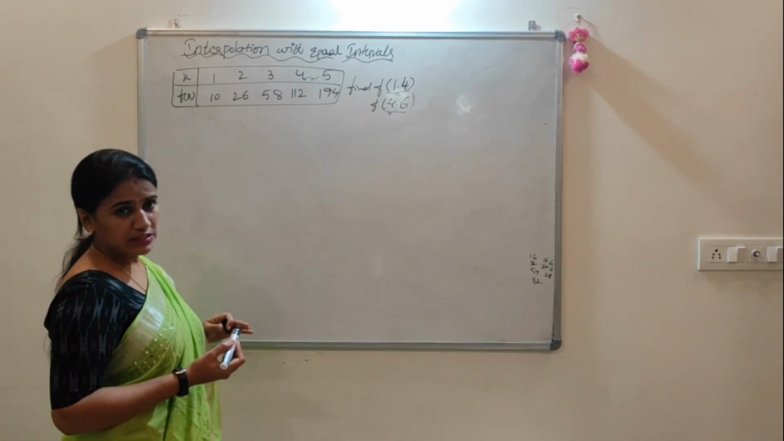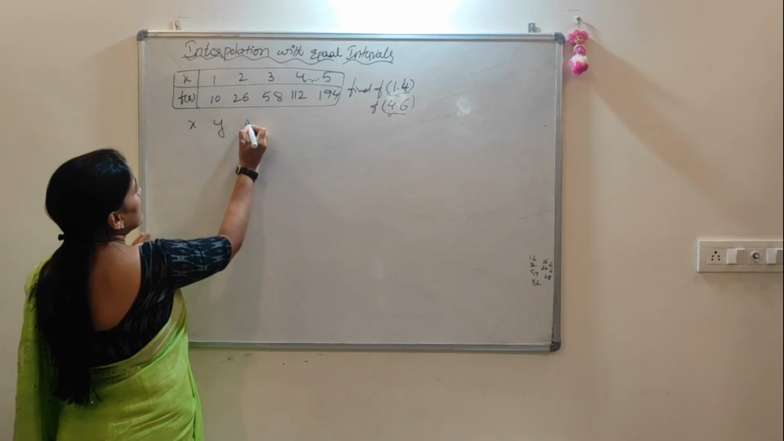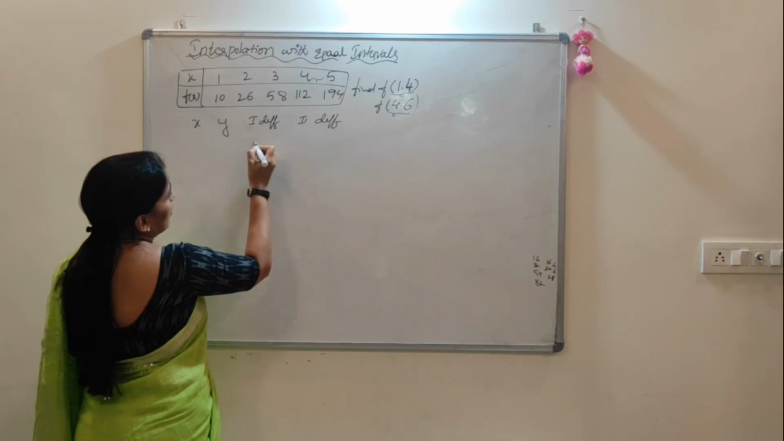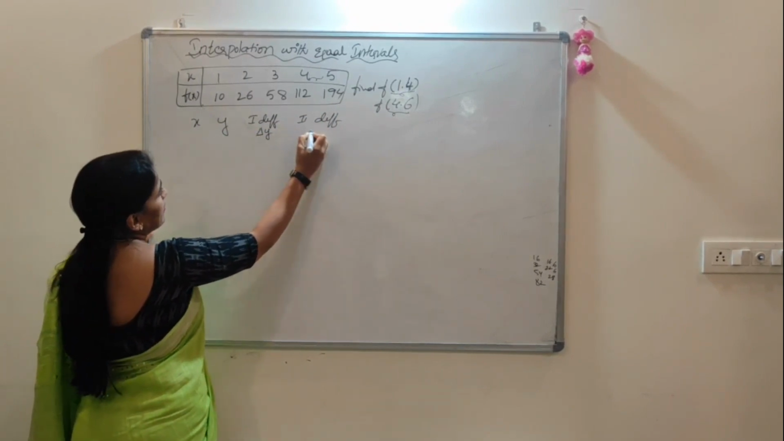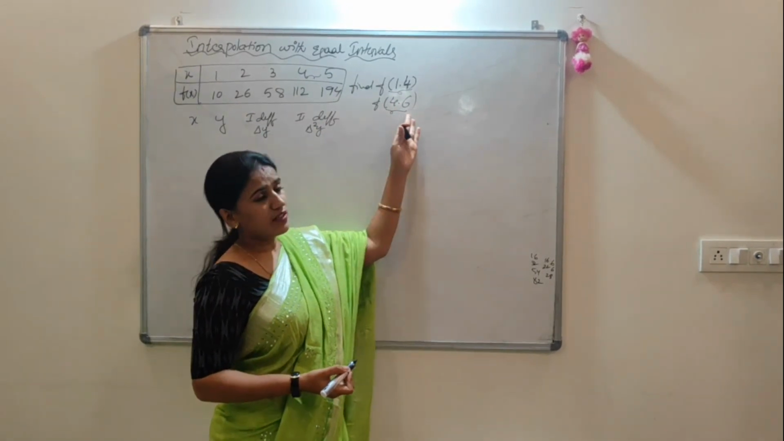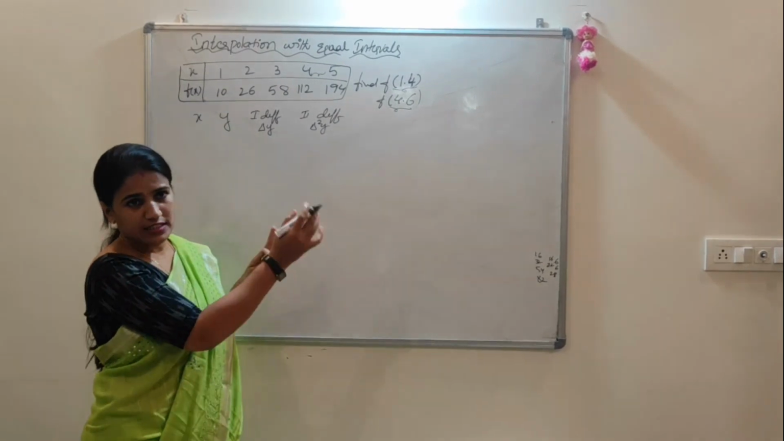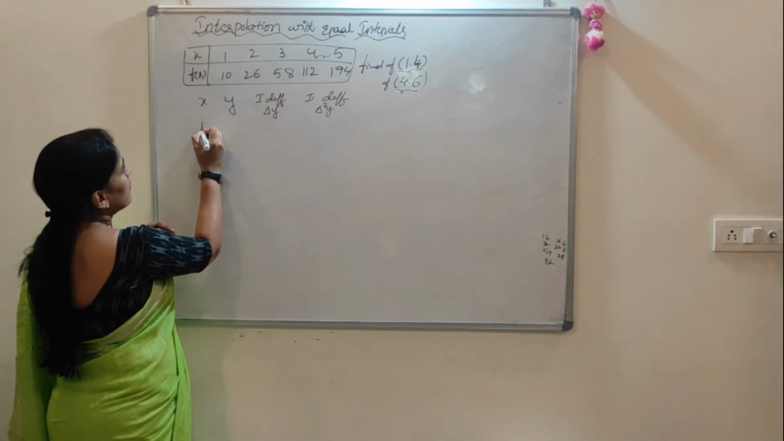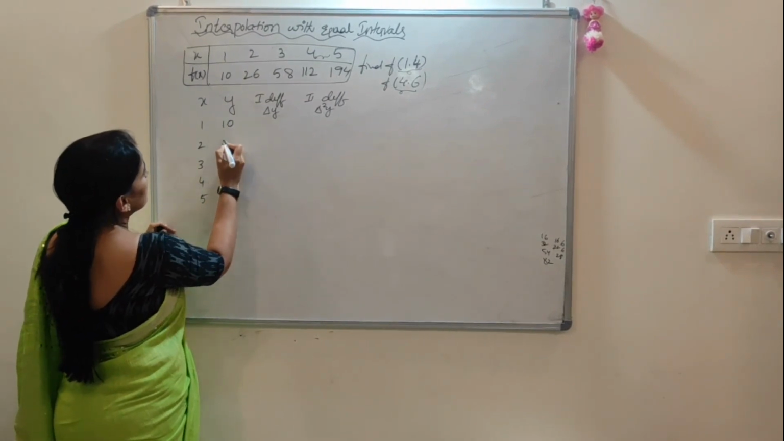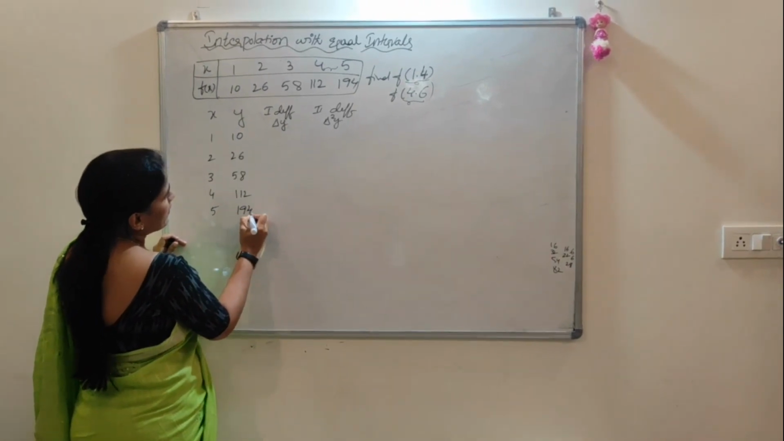So first we need to construct the difference table. So x, y, first difference, second difference. Actually, for forward you would take delta y, delta square y, like this. But here, in the same set of data, we are applying both forward and backward. So generally I will consider first difference, second difference like that. So x is 1, 2, 3, 4, 5. Y values are 10, 26, 58, 112, 194.